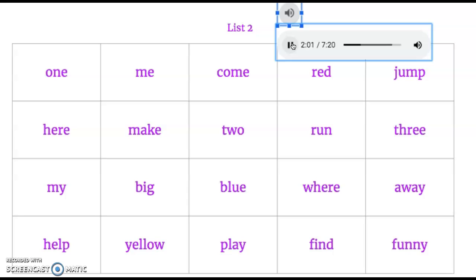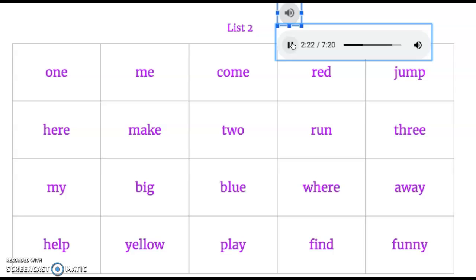The next word is here. Here. This is a magic E word, so the E in the middle is going to say E, and the E at the end is going to be silent. Here. And a sentence we could use is, my friend sits here.